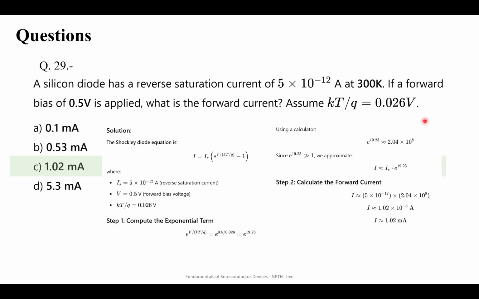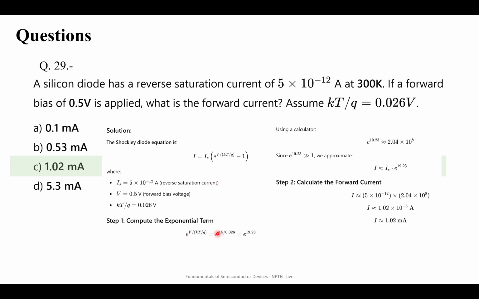So the answer to this would be 1.02 milliamperes. So you know the formula is I equals I naught e power qV by kT. So V you can also write as V by kT by q, and kT by q you know is 0.026. V you have been given as 0.5 volts.